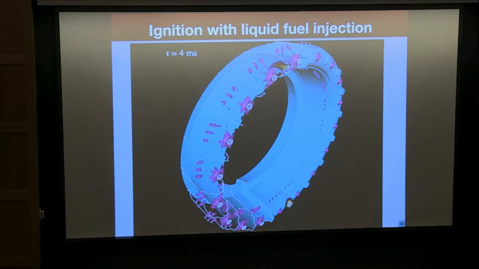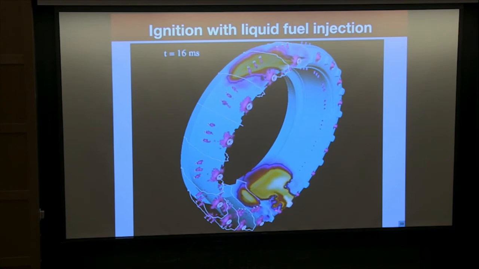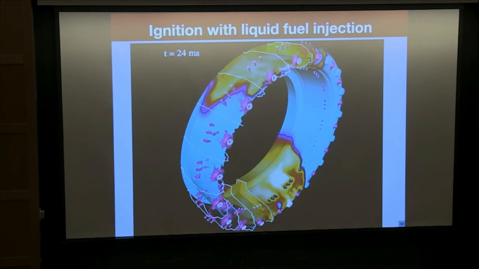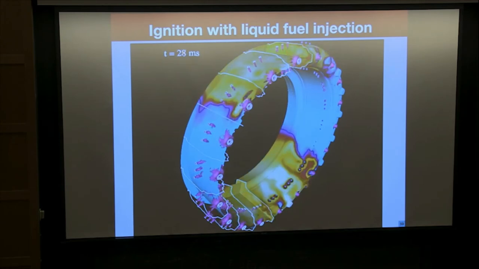You can do the same thing with two-phase flow. Here, this is done with kerosene injection, but the mechanism is about the same. You ignite locally, and then you jump to the neighbors, at least for these conditions. Sometimes at high altitudes, it's more difficult.